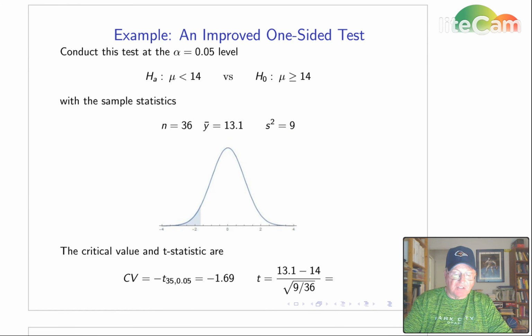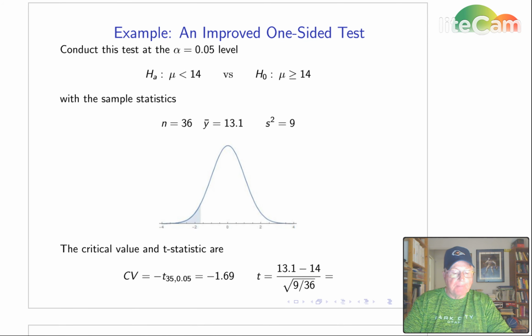Let's look at some examples. They're not terribly complicated. We're going to test whether or not the mean is less than 14 compared to a null of 14 or greater. We'll do that at the 5% level. Our sample statistics will have a sample size of 36, a sample mean of 13.1, and a sample variance of 9. Now, we need to look up the critical value from the t-table.